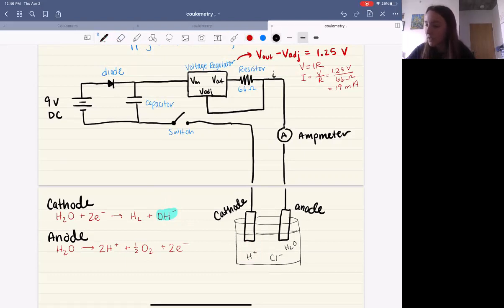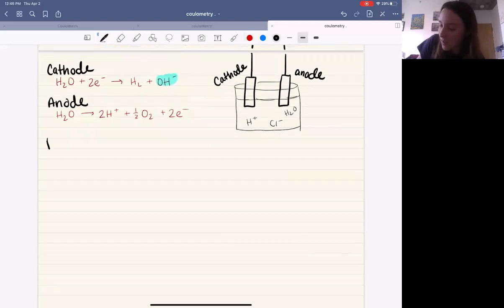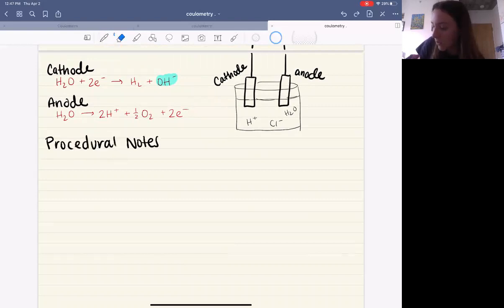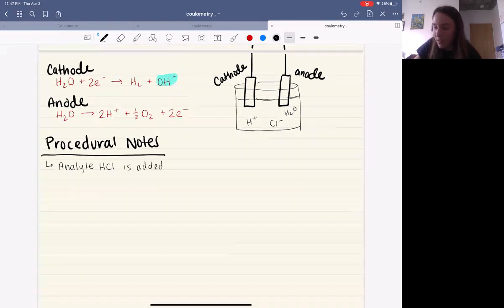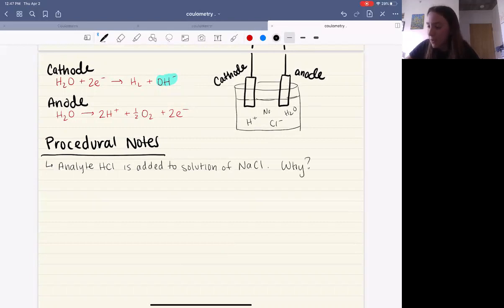Some procedural notes, because this gets kind of complicated here. First thing I'd like to point out is that our analyte is this HCl, but we are adding it to an electrolyte solution of NaCl. Analyte HCl is added to a solution of NaCl. So that means there's also some Na plus and some more Cl minuses floating around in there.